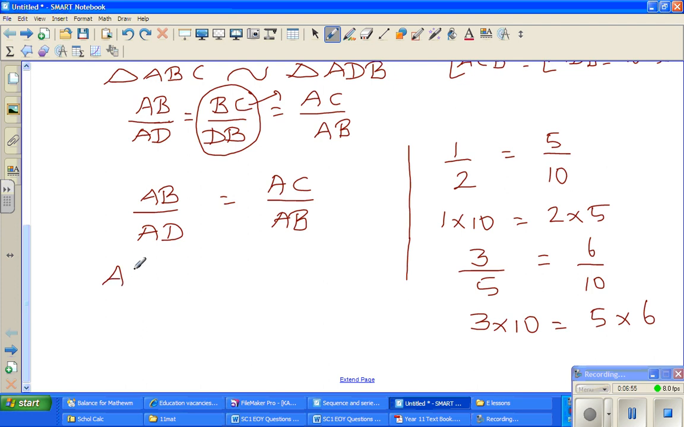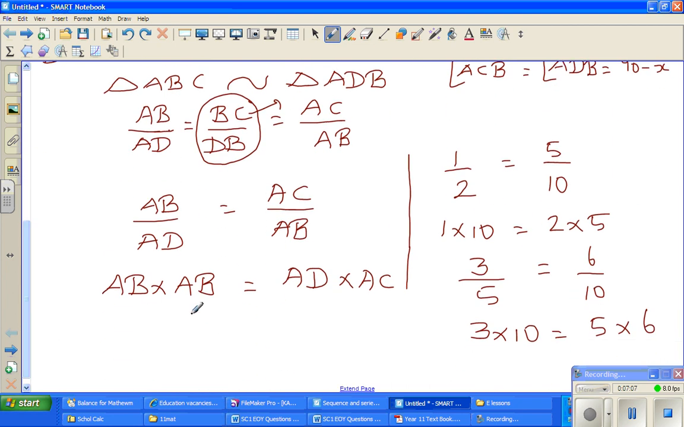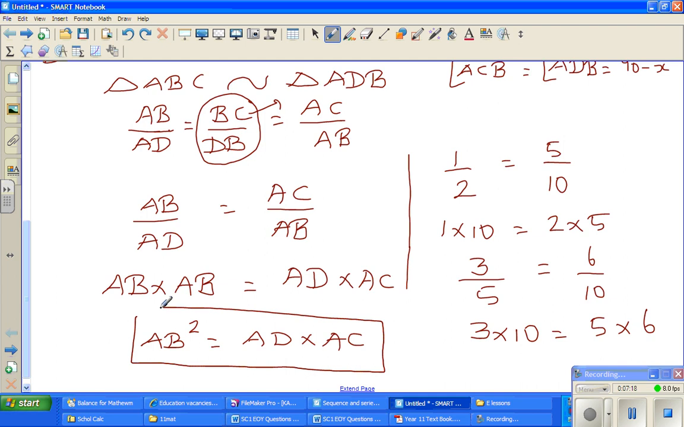So I can say, okay, then this is AB times AB is equal to AD times AC. That's what we want to prove. Yeah, that's what we got. So AB times AB, AB squared, is equal to AD times AC. So we have proved both the results. I'll do two more videos and ultimately we'll prove the Pythagoras theorem using these two proofs.